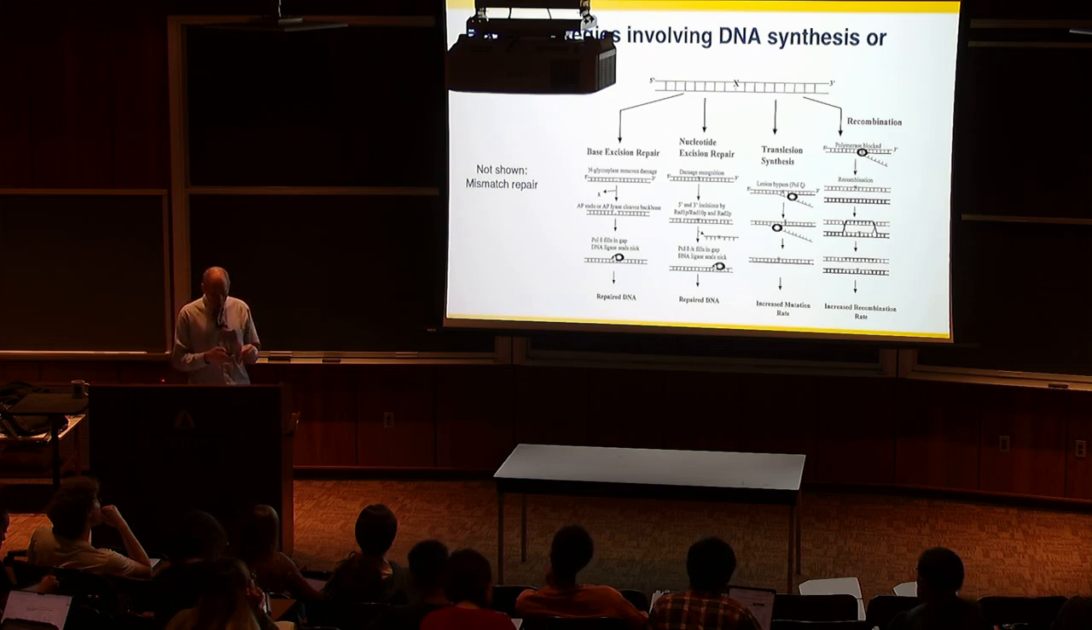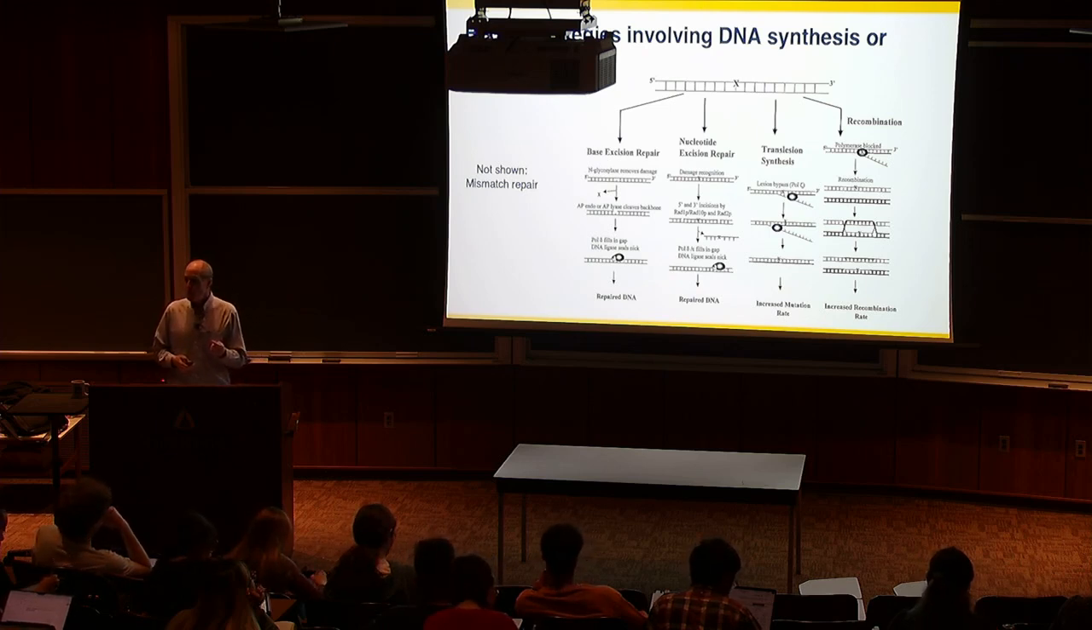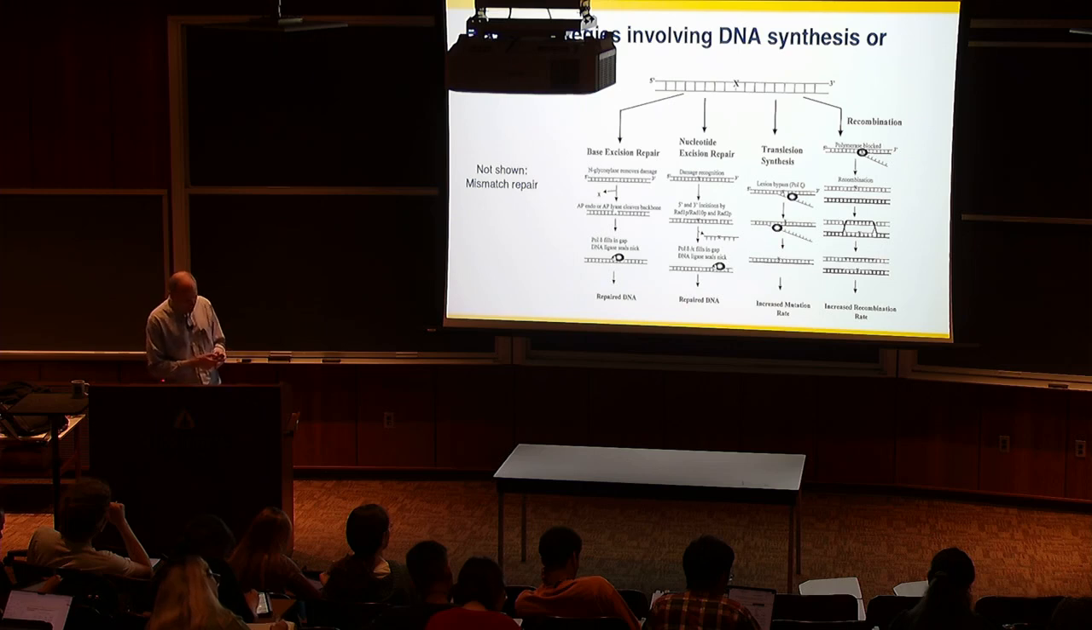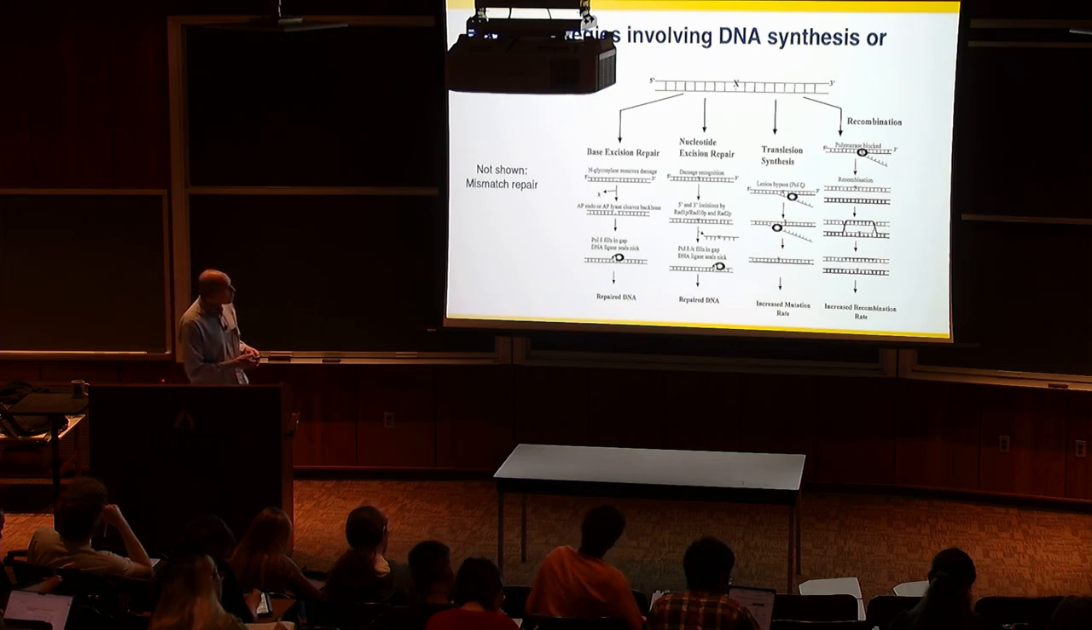And so what it does is it uses a so-called bypass polymerase, and there are a whole series of them, which are error-prone polymerases. They just synthesize across the modified base willy-nilly, often introducing an incorrect base during that synthesis. So they're mutagenic polymerases in that respect, but at least they get across the modification, and then the replicative polymerase can take over.